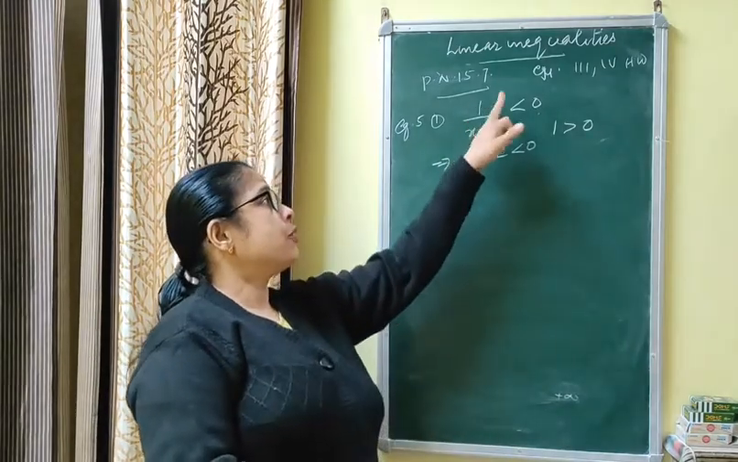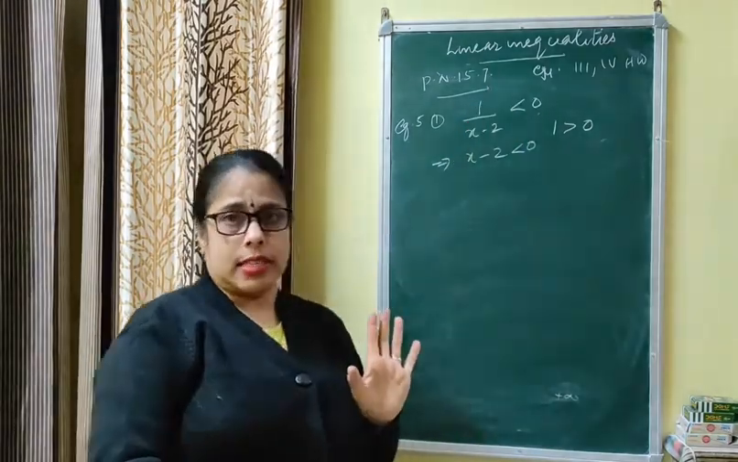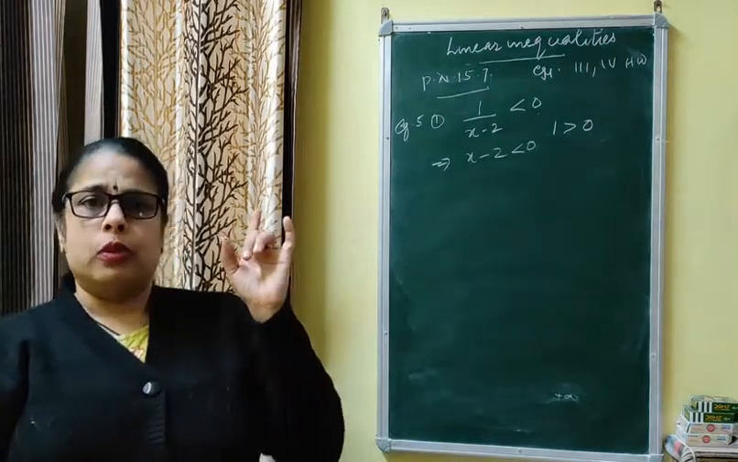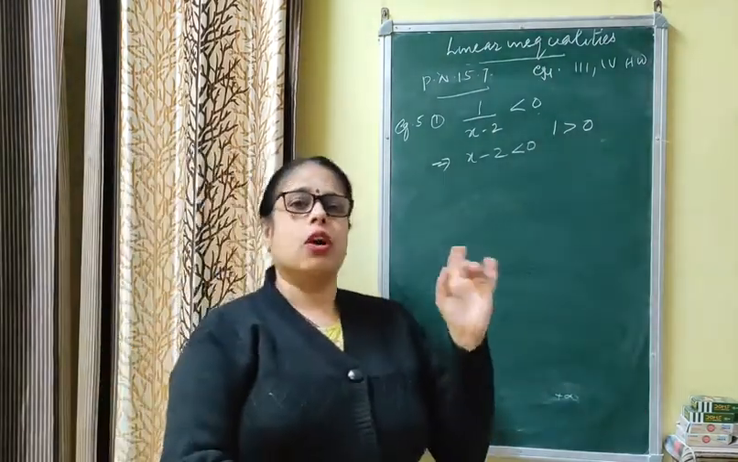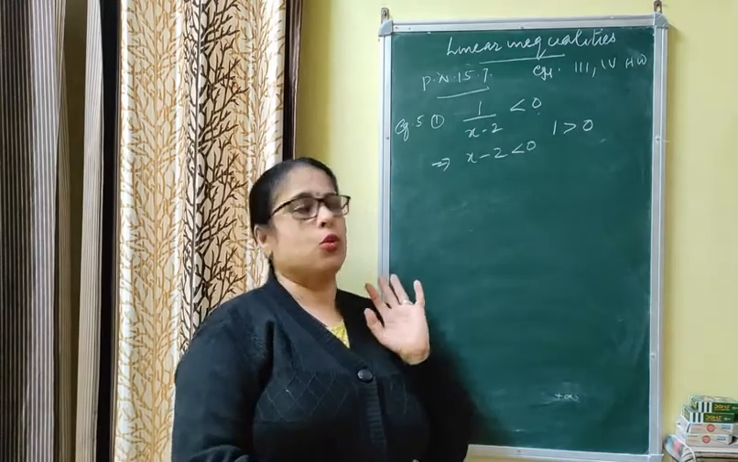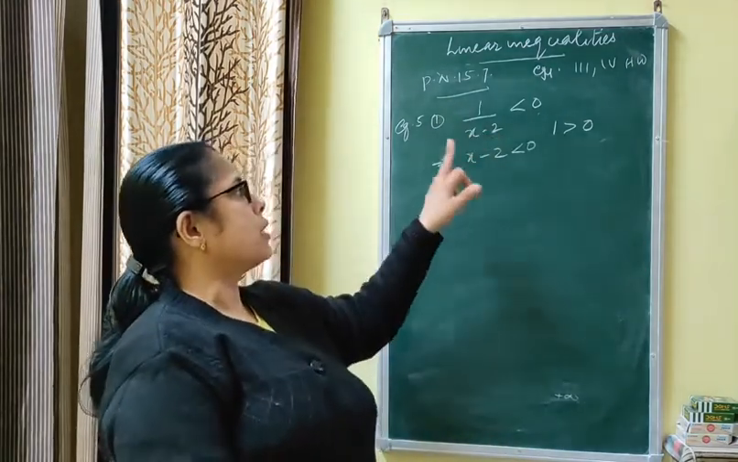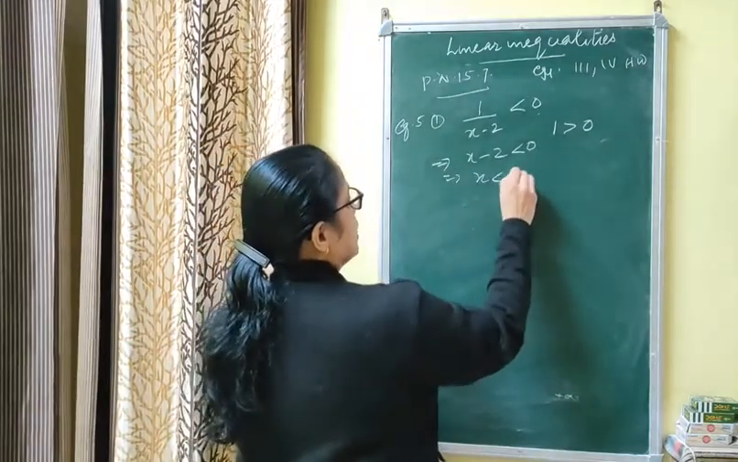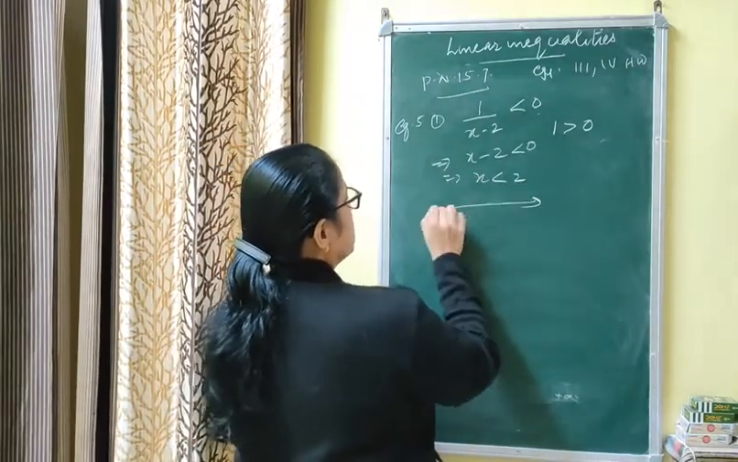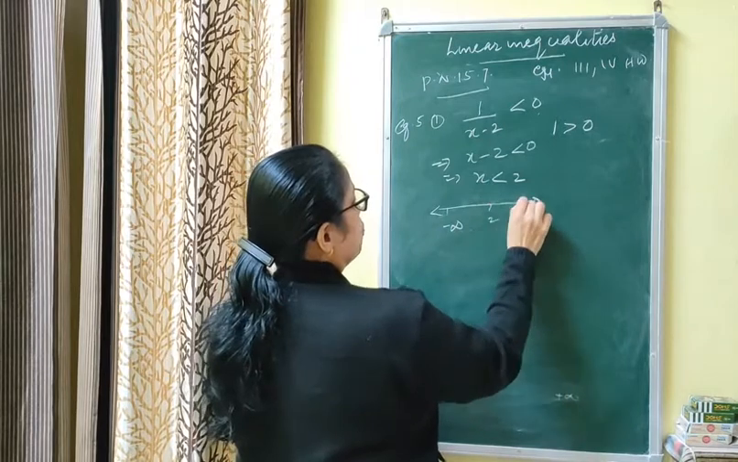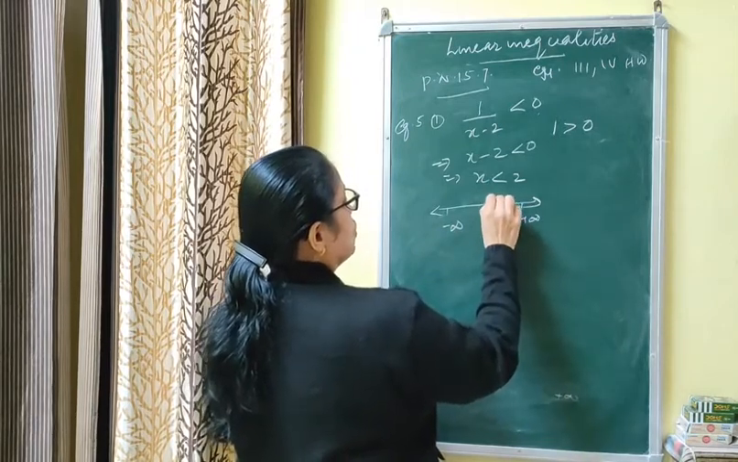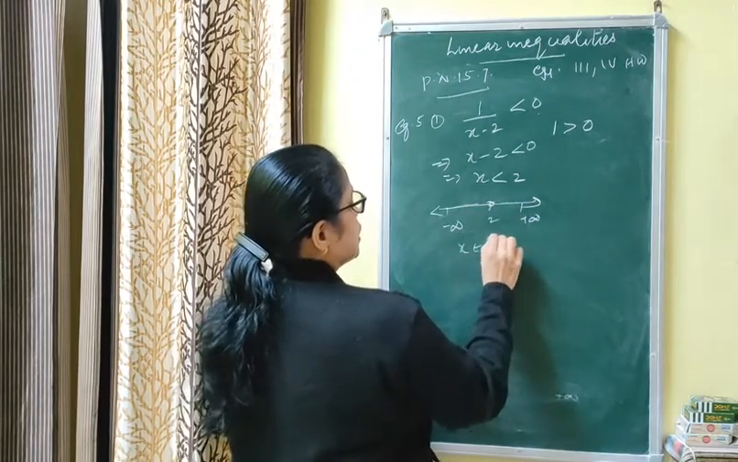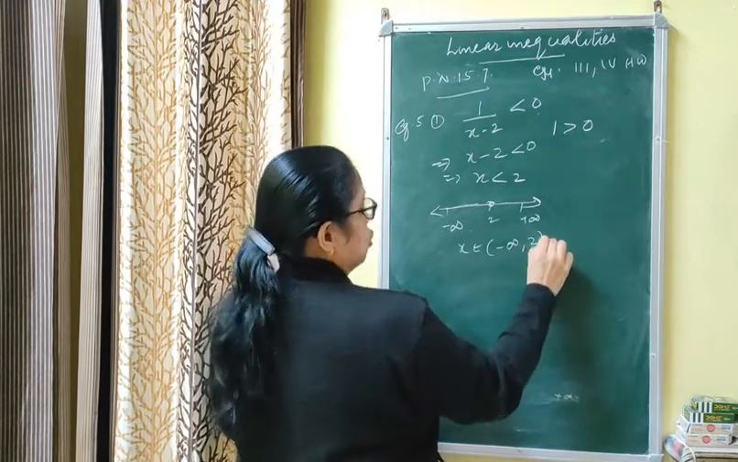So, if a fraction is given as less than 0, either numerator will be positive and denominator negative. Here the numerator is already positive, that is why we are taking the denominator negative. That implies x less than 2. x less than 2 means minus infinity to 2. Less than 2, 2 is not included. That implies x belongs to open minus infinity, 2.